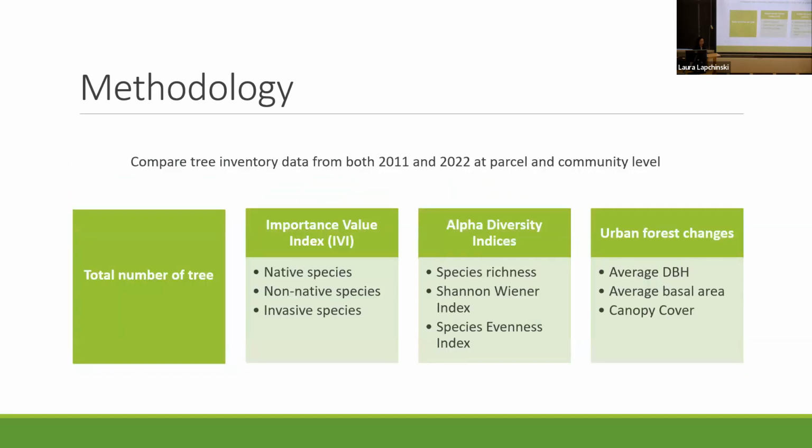Next, several parameters were developed for both years to assess biodiversity and the species composition at the parcel and community level. They are the total number of trees, importance value index, which measures native, non-native, and invasive species separately, diversity indexes, which include the species richness, Shannon-Wiener index, species evenness index, and finally, the urban forest changes represented by average DBH, basal area, and the canopy cover.